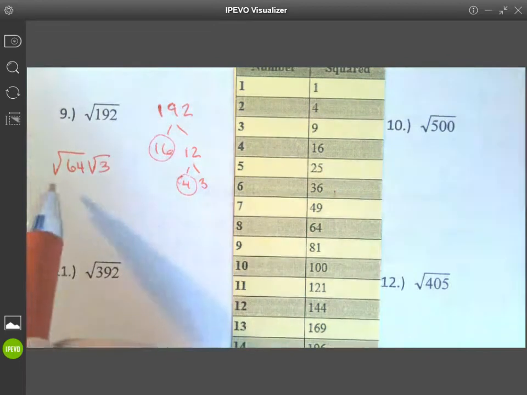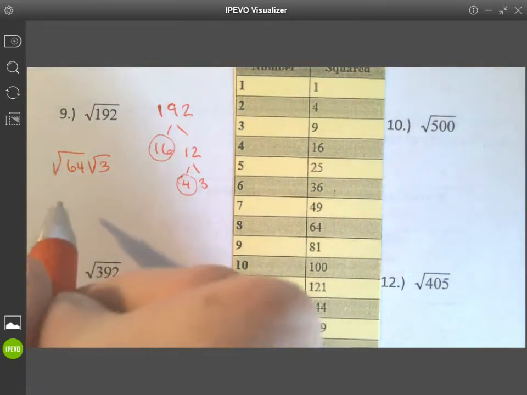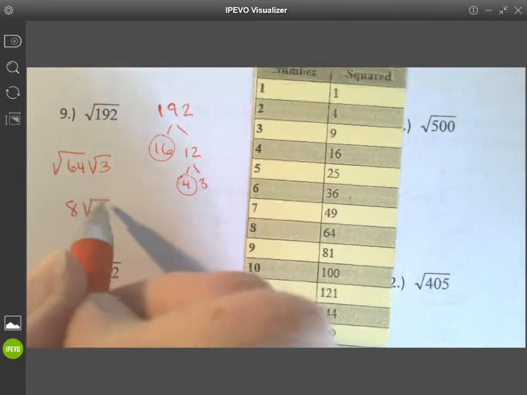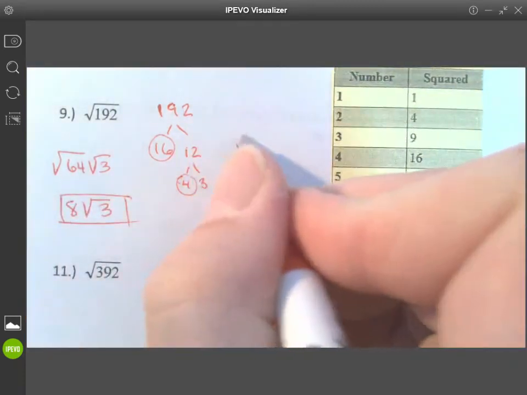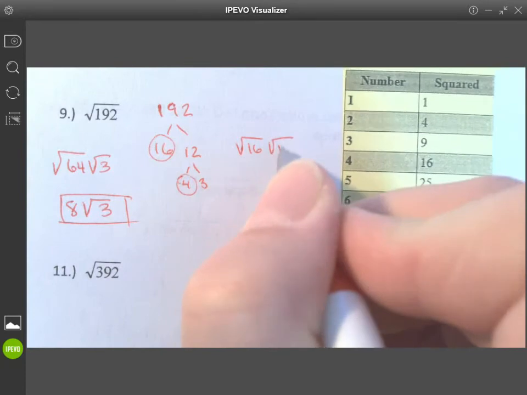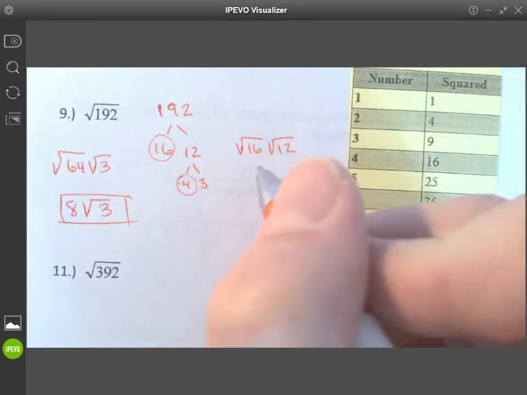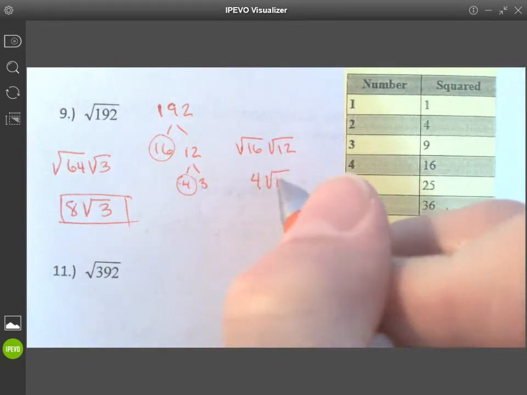All right, so what is the square root of 64? 8, and I keep that square root of 3. Now, if you would have done it with your 16 and 12, again, you're not wrong, but you're not going to get full credit. You would have 4 square root of 12.